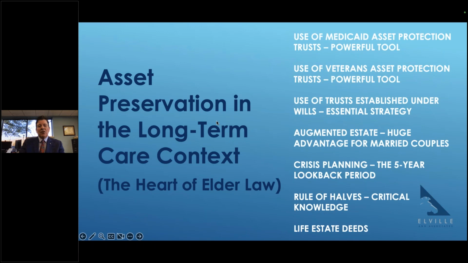Now, asset protection in the long-term care context. So now we're moving into a different kind of asset protection. We talked about asset protection for Medicaid, and here we are seeing for the first time the name Medicaid Asset Protection Trust. So arguably one of the most powerful tools in estate planning today, and in elder law certainly, is a Medicaid Asset Protection Trust, which is a hybrid irrevocable trust designed to protect assets from long-term care spend down.